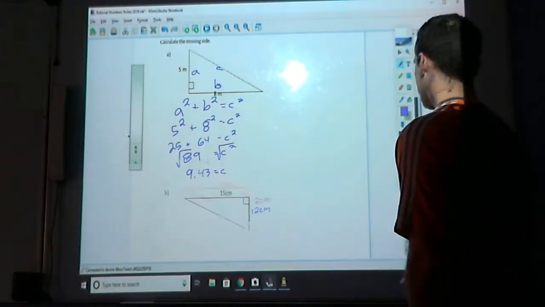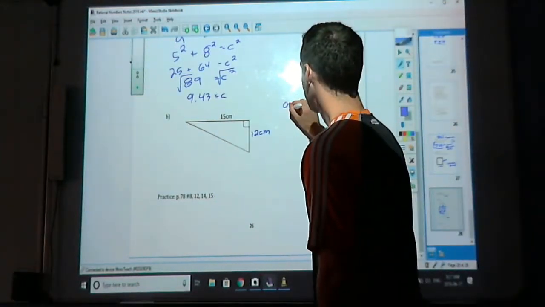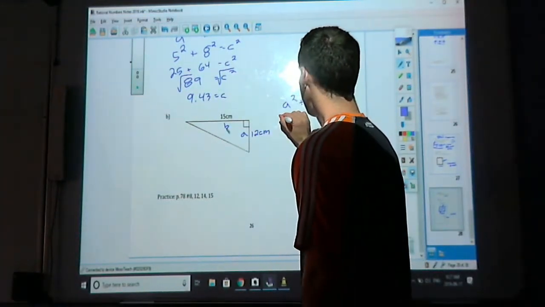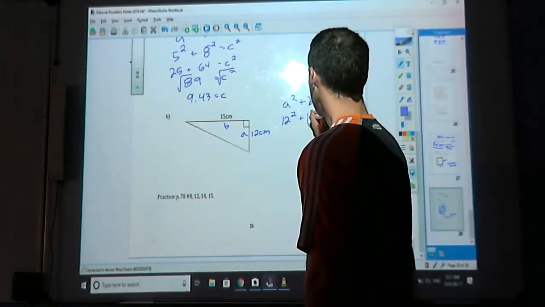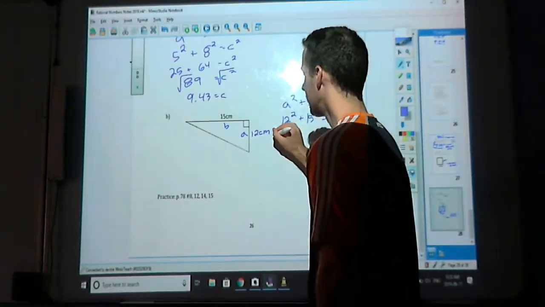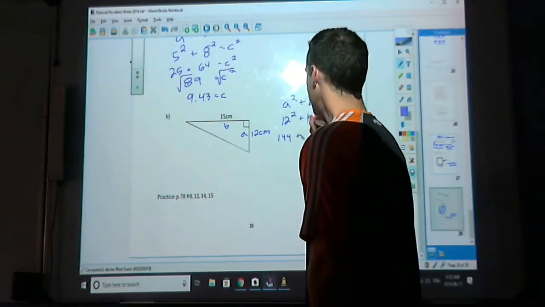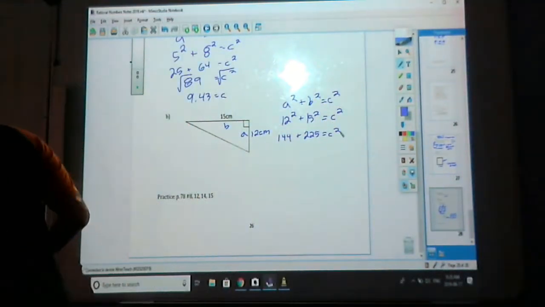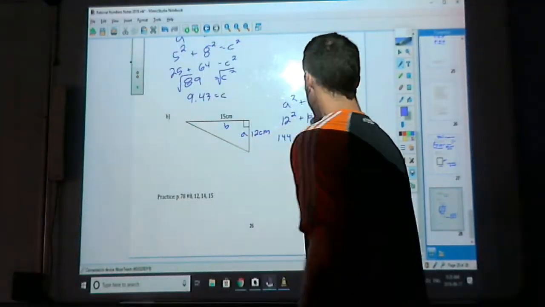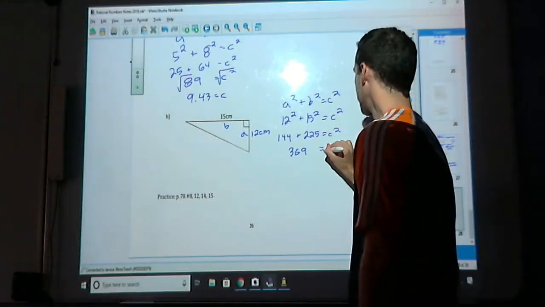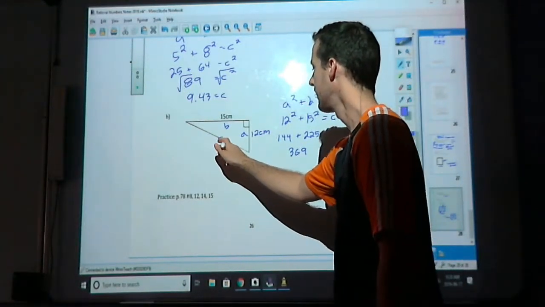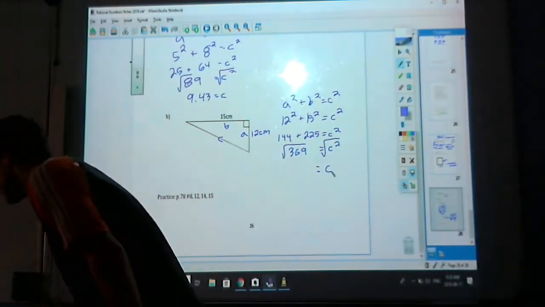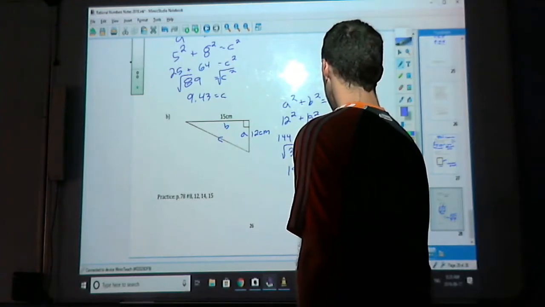Last one, let's finish this up, and then we're done. I'll do it over here just so we don't mix it up too much. A squared plus b squared equals c squared. So if this is a and this is b, we go 12 squared plus 15 squared equals c squared. So 12 squared is 144 plus 15 squared is 225 equals c squared. Add those together, and we get 369 equals c squared. And again, we want just c as our missing length. So we're going to square root both of these sides. The square root of c squared is c, and the square root of 369 is 19.21.